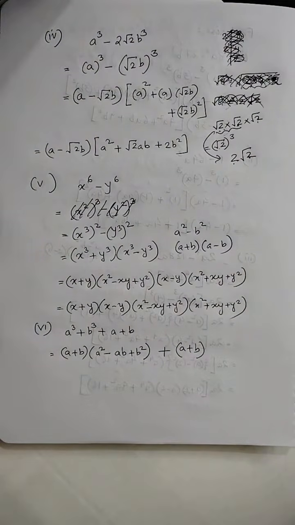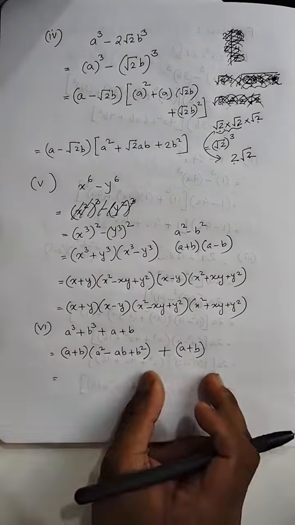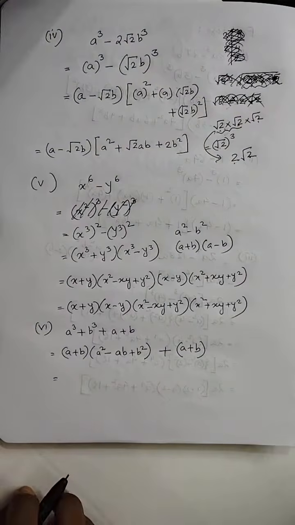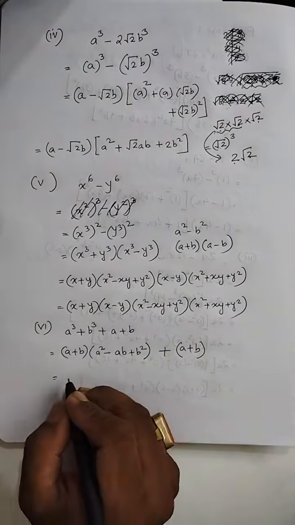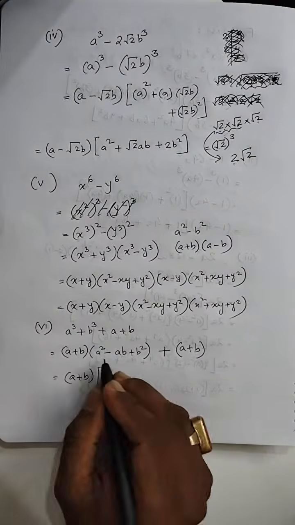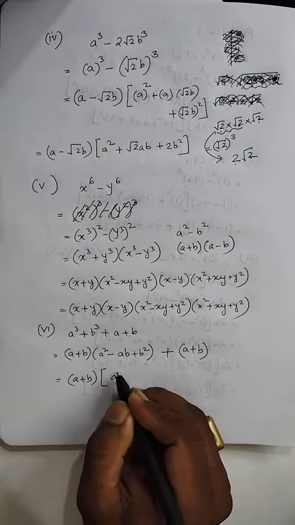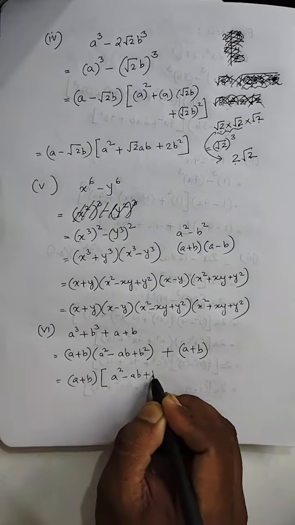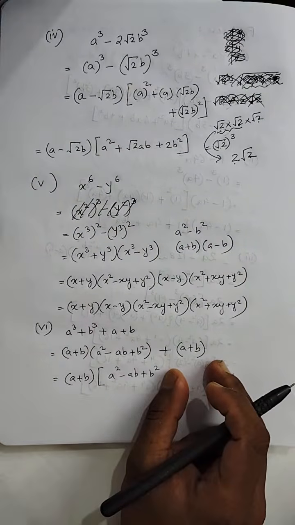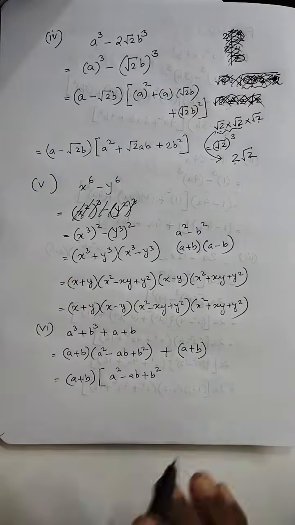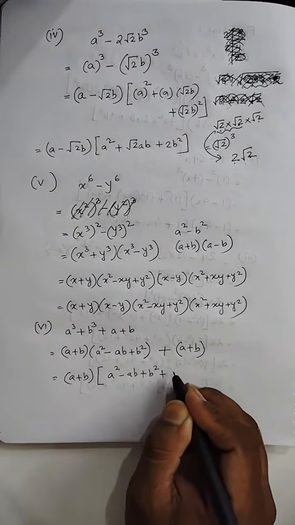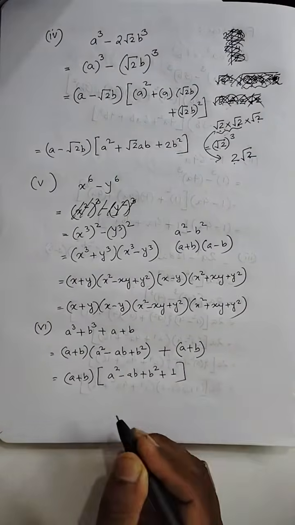Okay, so now among these two, in between these two we can take a plus b as a common factor. So common factor a plus b we write, and then from this expression we will have a square minus ab plus b square, and here there was a plus b, so we write a plus b outside, and in its place what remains is 1. So this will be our answer.